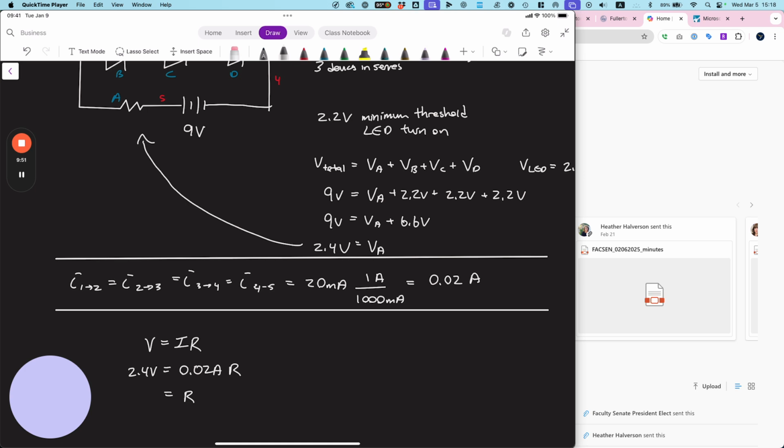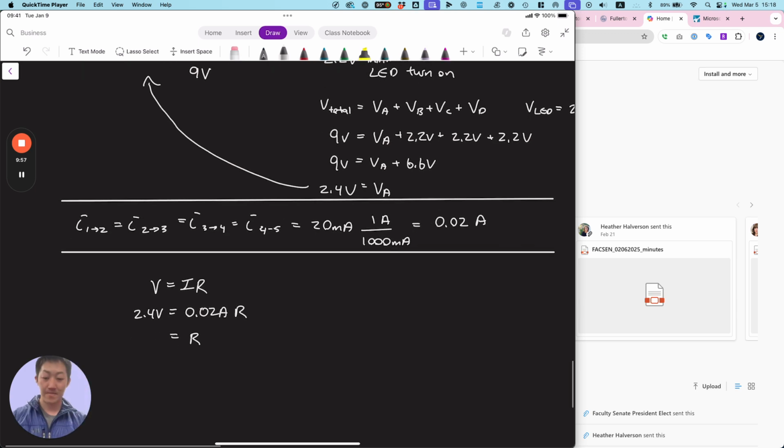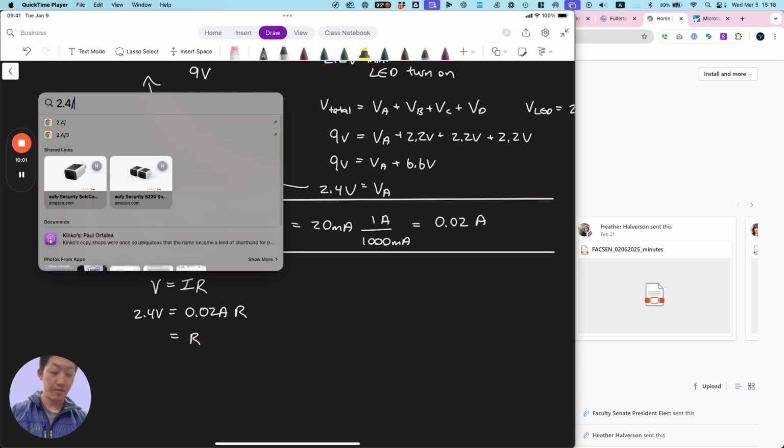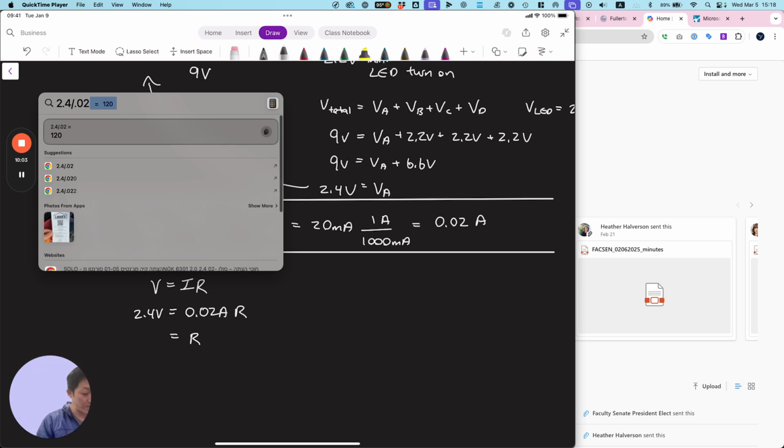Okay, what's 2.4 divided by 0.02? It should be 560, right? 2.4 divided by 0.2. Oh wait, 120. Sorry, I did it the other way around. 120. What's the unit? Does anyone remember the unit for resistance? Ohms. Yeah, which is written like this if you look at your multimeter.